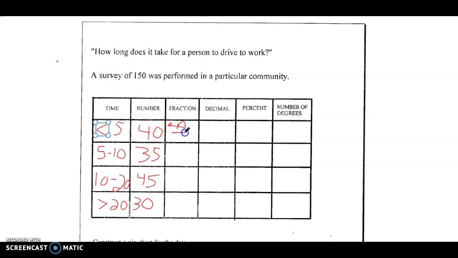So it's 40 over 150, because you're taking your number here and dividing by the total number of 150. So that decimal is 0.27, which is 27%. And then to figure out this part, take 360 times 0.27, and it's 97.2.